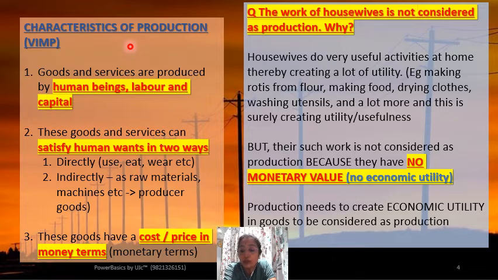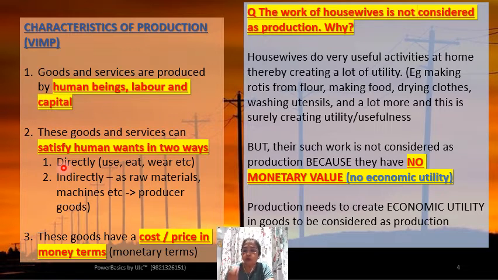This question comes in the exam, so I put very important here. Goods and services are produced by human beings, labor and capital. In production, the first characteristic is that human beings are used along with labor and capital. Second, these goods and services can satisfy human wants in two ways. The goods and services produced through production satisfy human wants in two ways.